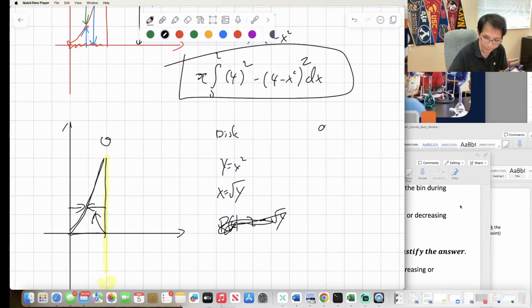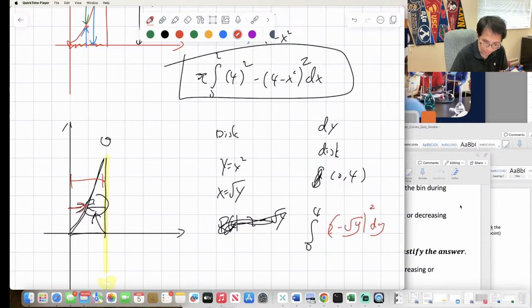So start with dx or dy. dy, horizontal. Start with disk or washer. This is a disk. Start with the boundary. This boundary is from where to where? 0 to 4. Thank you. So it'll be 0 to 4, right? Disk. So it's a big R of y. So it's going to be from here to here. The function is given from here to here. Fine. 2 minus that. So it'll be 2 minus root y, dy, squared.